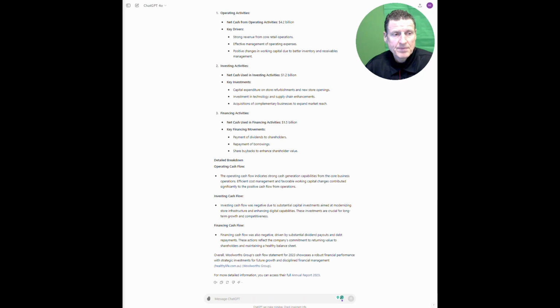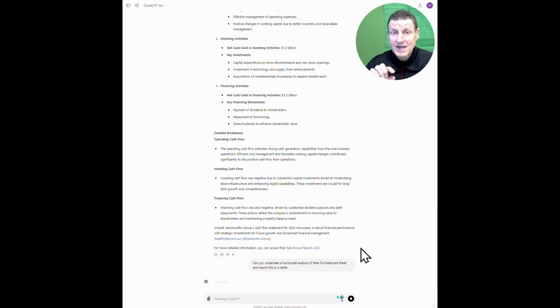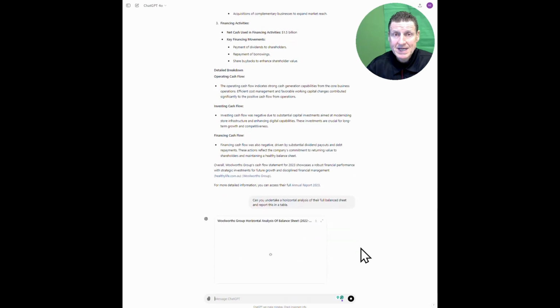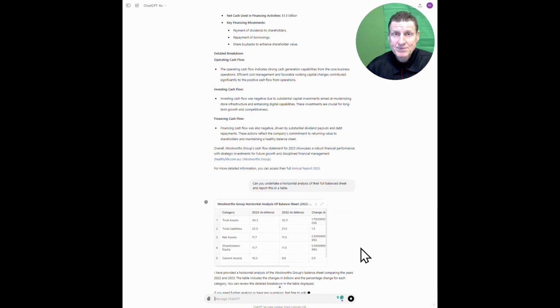And so what I want to do now is ask AI to undertake a horizontal analysis of the balance sheet. So what do we mean by that? And we put it into a table. Horizontal analysis means 2022, 2023. In other words, it's analysis of the change in the balance sheet from one period to the next. Whereas vertical analysis is looking at relationships between components of the balance sheet or the profit and loss statement or the cash flow statement.